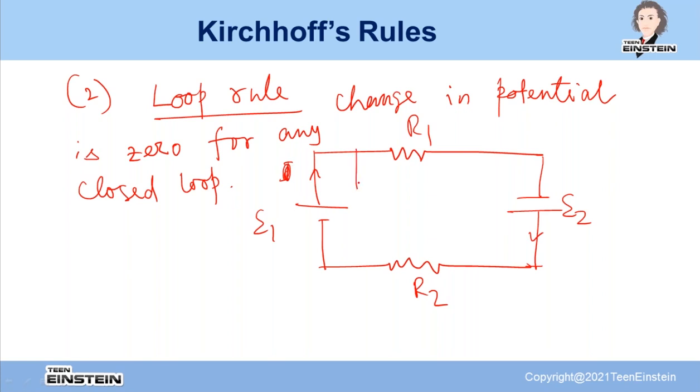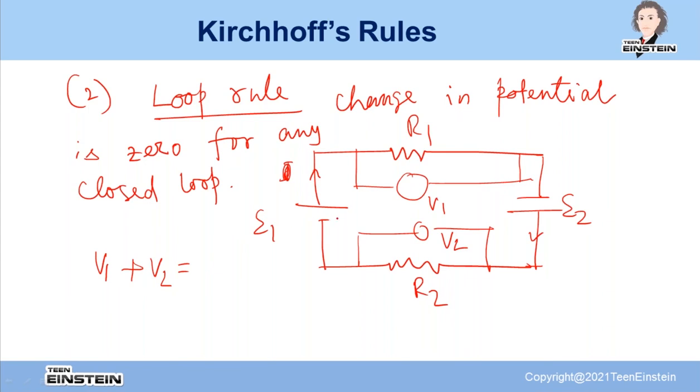Now according to Kirchhoff's loop rule, the potential drop across a loop is 0. Or in other words, you can say that the potential drops across all the resistors, if you take the sum of all of them, suppose V1 plus V2, will be equal to the EMF of the circuit. So this is actually your loop rule.